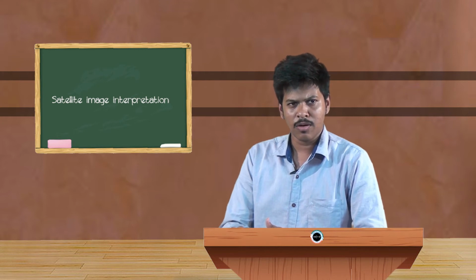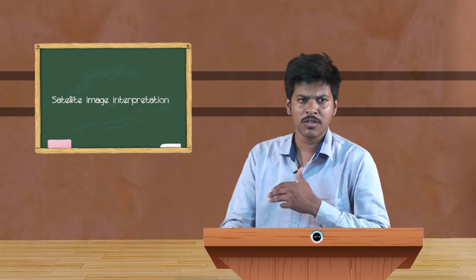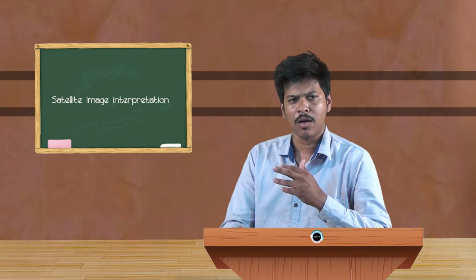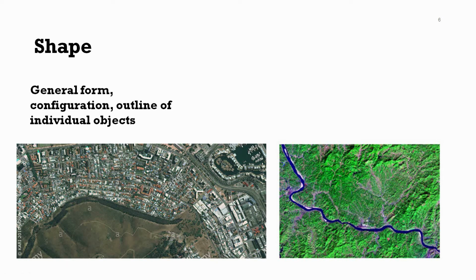So these buildings can be, at a very surface level, identified as probably belonging to a hostel or an educational institution. And this is how the shape of an element helps in identifying the features.